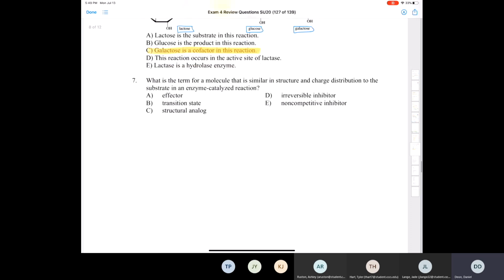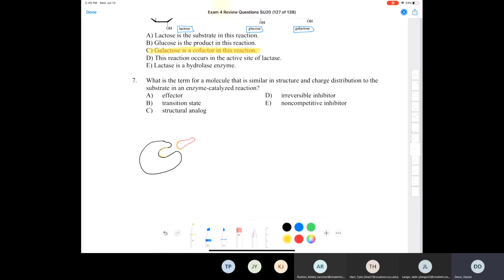Number 7, what is the term for a molecule that is similar in structure and charge distribution to the substrate in an enzyme catalyzed reaction? I remember I had this in my slides, and this is the kind of way that the book had it. So say you have an enzyme, and let's say you have a binding pocket that looks something like this. And let's say the actual substrate kind of looks like this. Okay, so you can see how the topography of the substrate here fits the binding pocket.